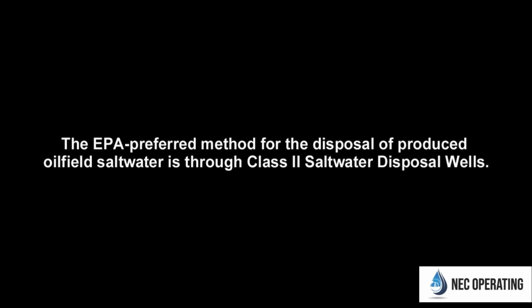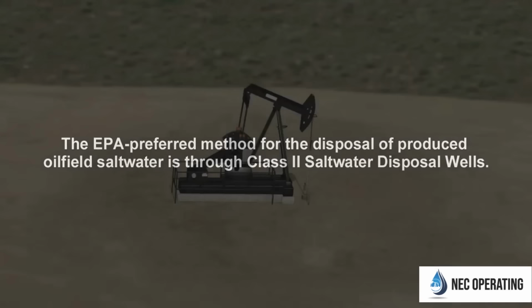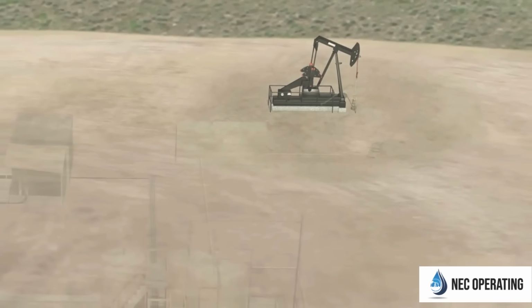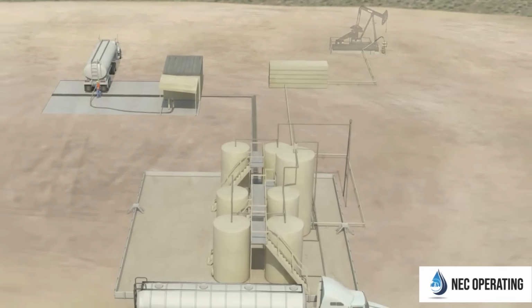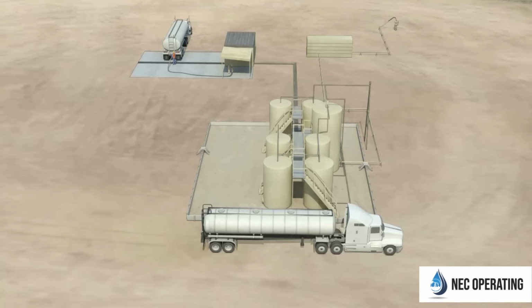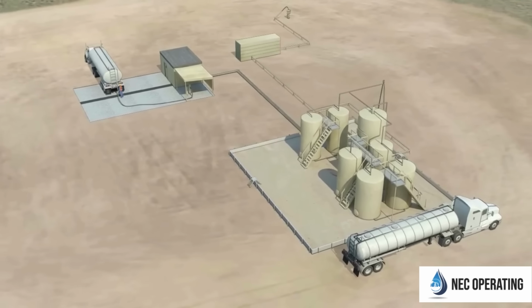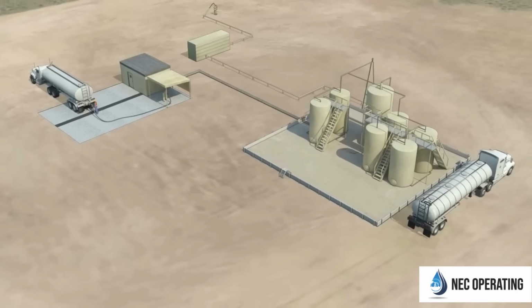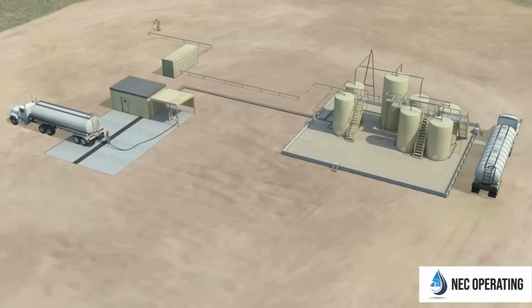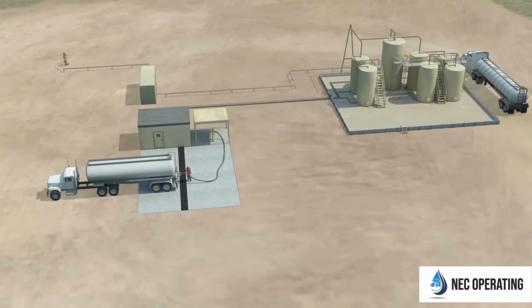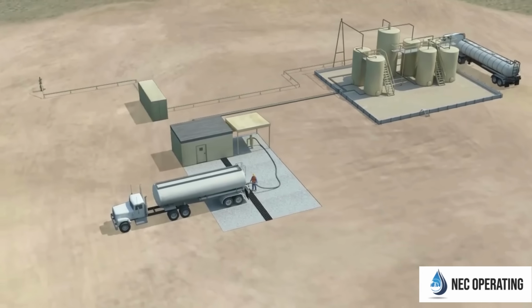The EPA preferred method for the disposal of produced oil field salt water is through Class II saltwater disposal wells. A disposal well is typically an existing oil or gas well that no longer produces hydrocarbons. This is the only approved method for oil field saltwater disposal, and only wells that meet strict standards for construction, testing, inspection, monitoring, and record-keeping can be classified as Class II disposal wells.